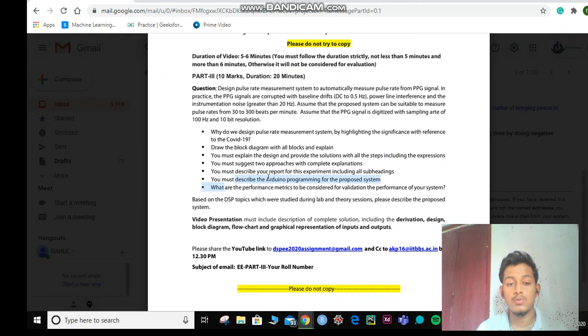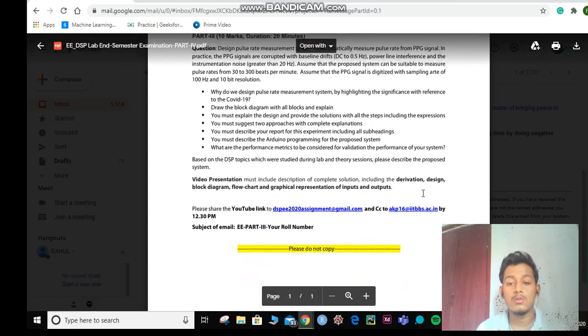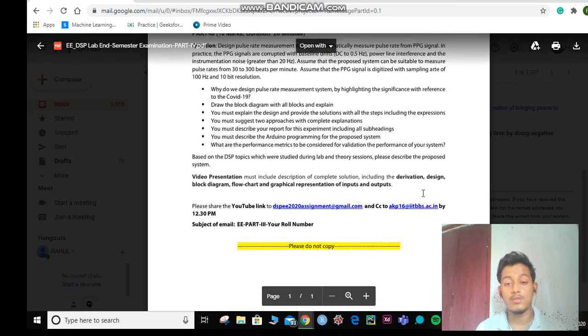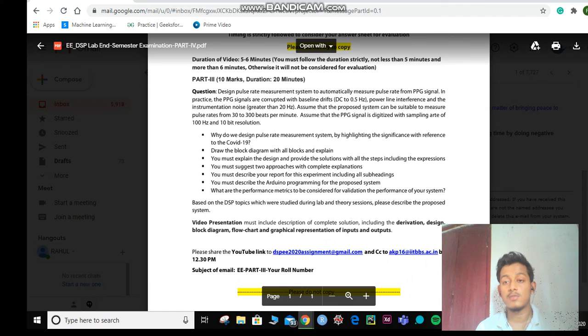In the proposed system, you must describe the Arduino signal by the proposed system. The expression is this. So this will be there, and in this way we can find the pulse rate of the signal.